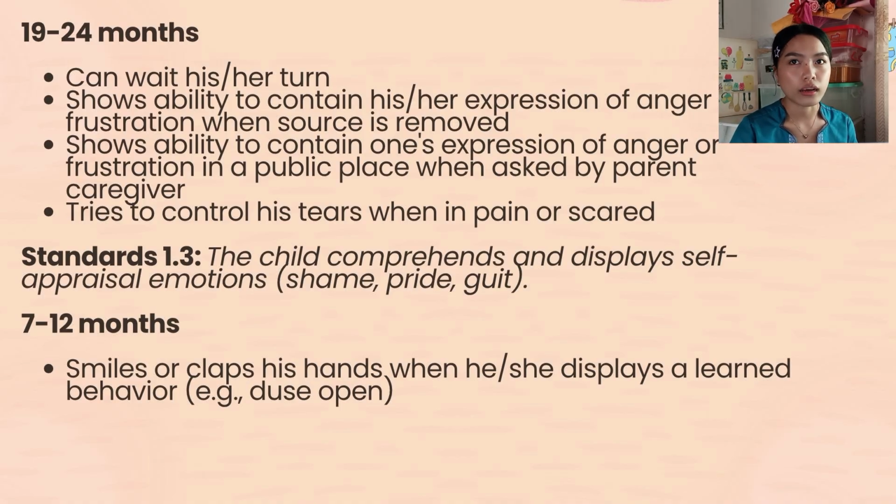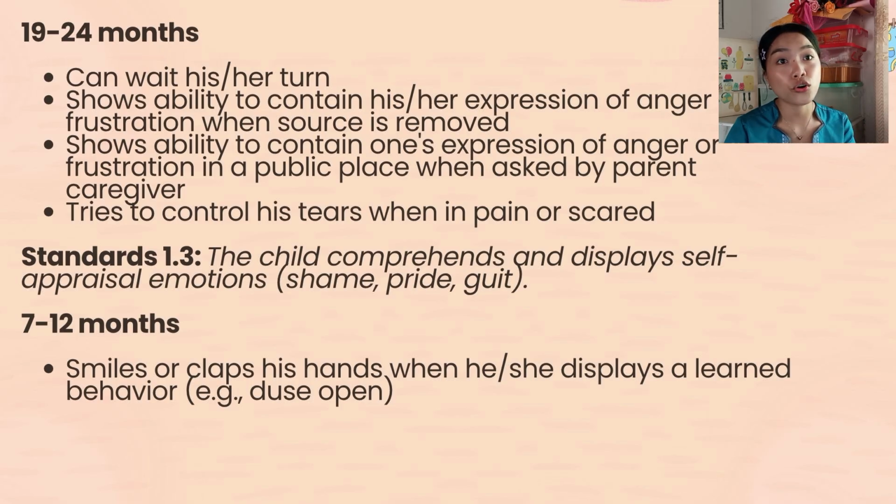So it is not so much stressful on the part of the caregiver. So they already have control during this age. They can already wait for their turns, and show ability to contain one's expression of anger when in public places. When the mother tries to say shh, because people are looking, they can already stop the tantrums or the crying.